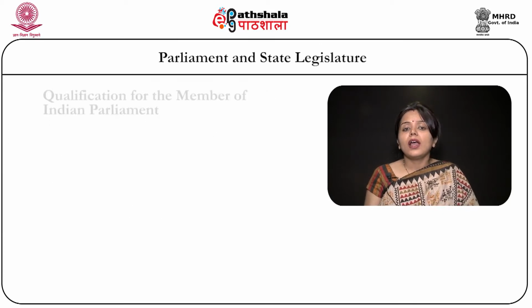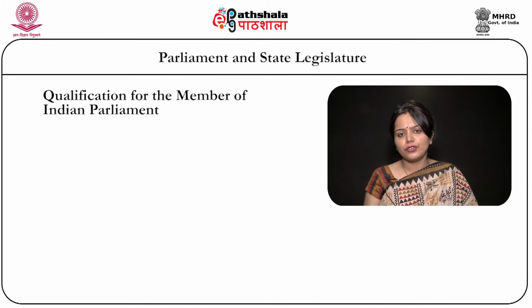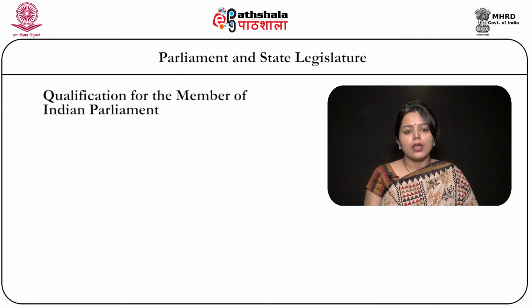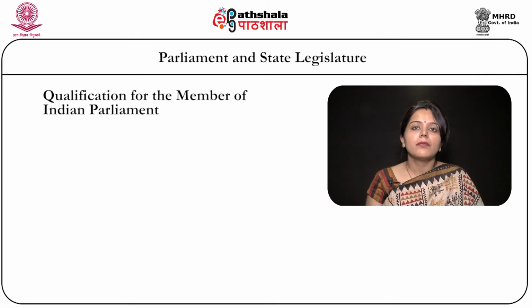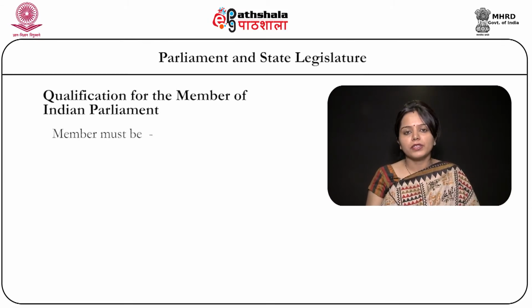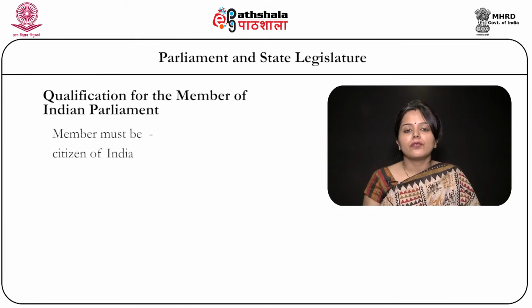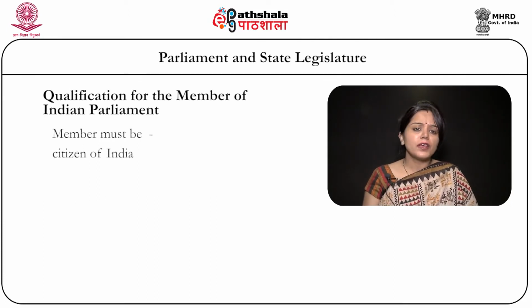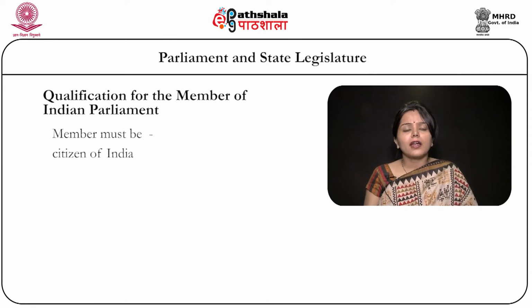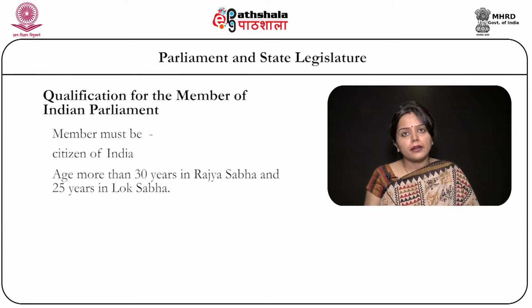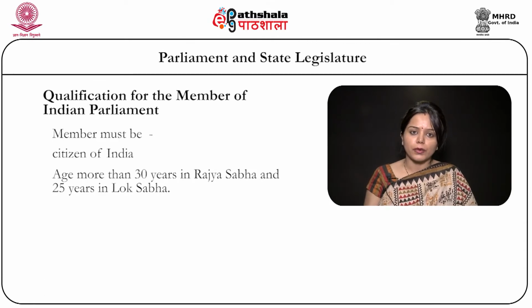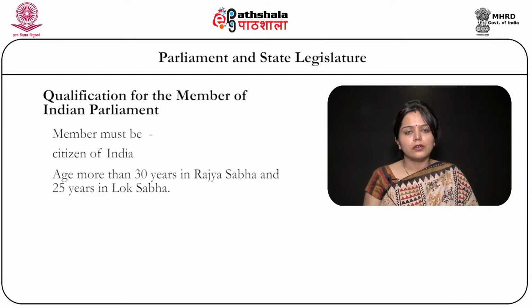Then we will come to the qualifications and disqualifications for members of the Indian Parliament and state legislature houses. Firstly, if we discuss the qualification of a member, then every member of Parliament and state legislature should be a citizen of India. And if we discuss specifically the Rajya Sabha, then that member should be more than 30 years in age, and for the Lok Sabha, he or she should be more than 25 years in age.